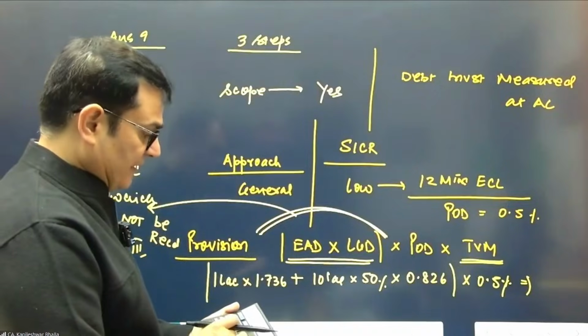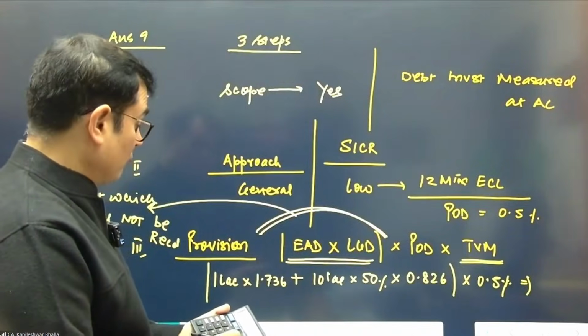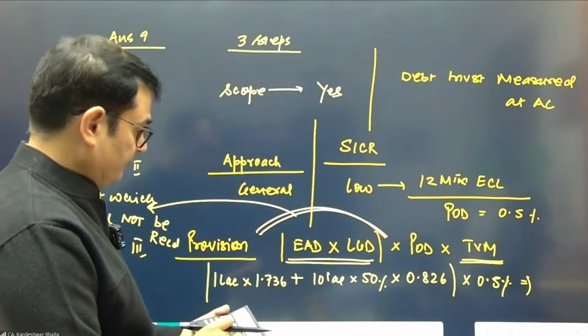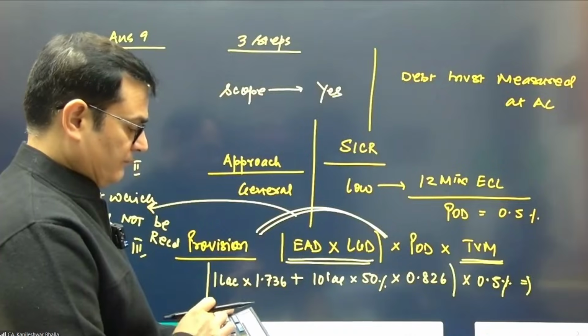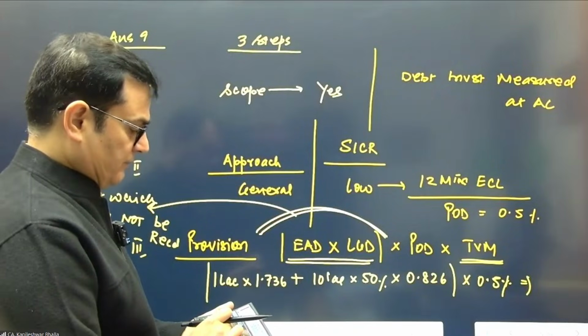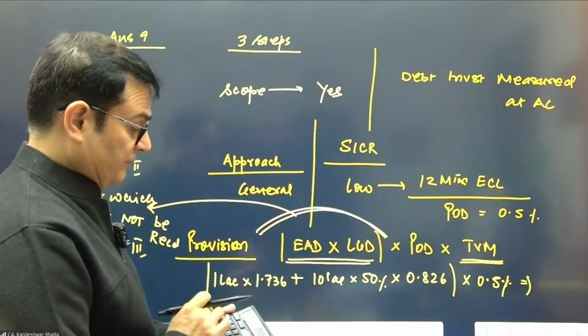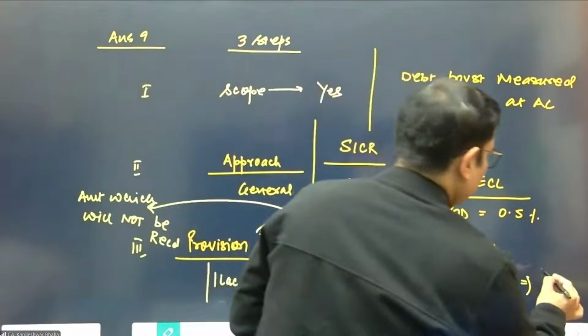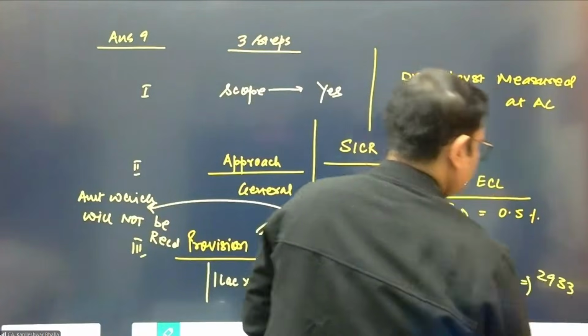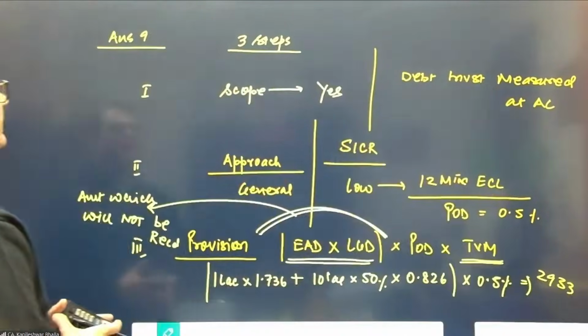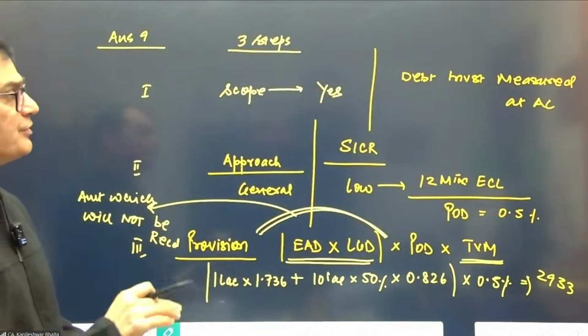So this is going to be 5 lakhs into 0.826, 4 lakh 13. So this comes to 0.005. So this is, I think, coming to 2933. This is the provision to be created for the expected credit loss.